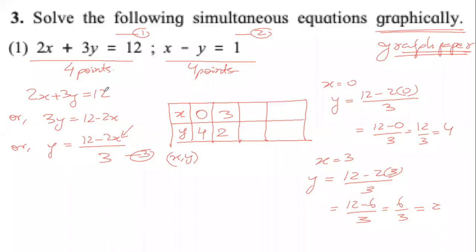Prachi is saying, let us take x equals 6. Okay, let's see what happens. If we take x equals 6, then y equals 12 minus 2 into 6 by 3. 2 into 6 is 12. 12 minus 12 is 0. 0 by 3 comes to 0. Easy.